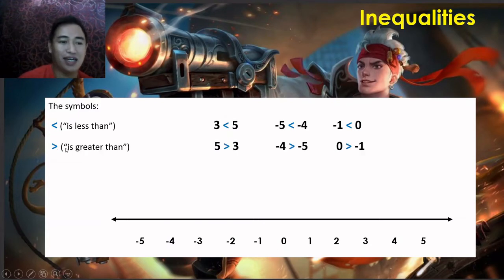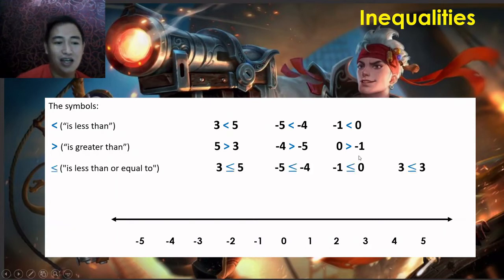Next, for greater than, the open side is on the left. We just reverse the earlier statements. So, 5 is greater than 3. Negative 4 is greater than negative 5, 0 is greater than negative 1. Then, next, the less than or equal to.